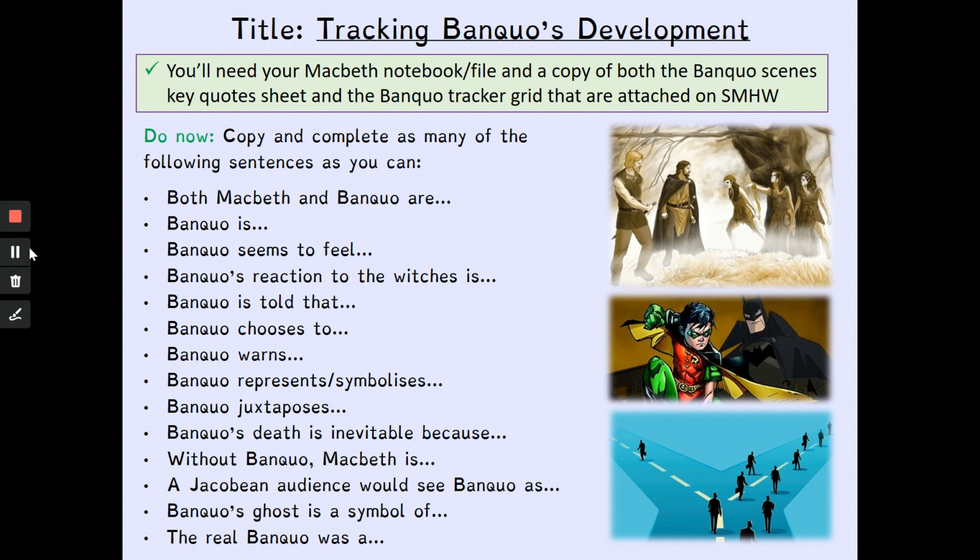Hello everyone, welcome to lesson 14 on Macbeth. Today we're focusing on the character of Banquo and we're going to be tracking his development throughout the play.